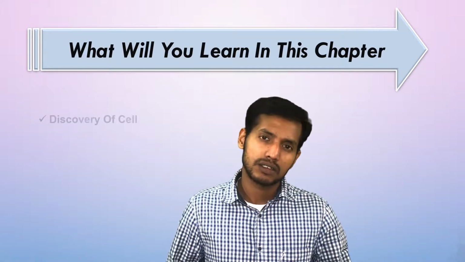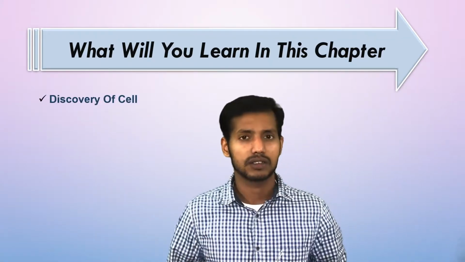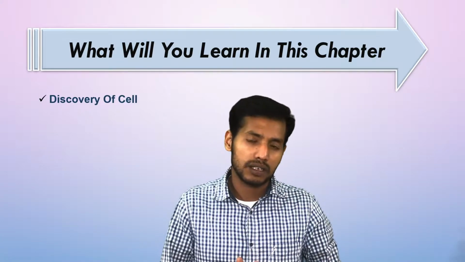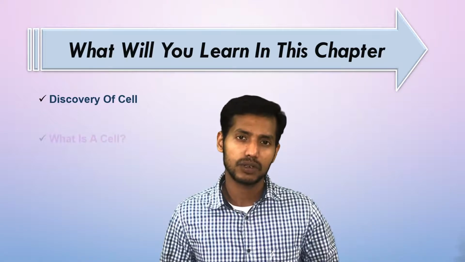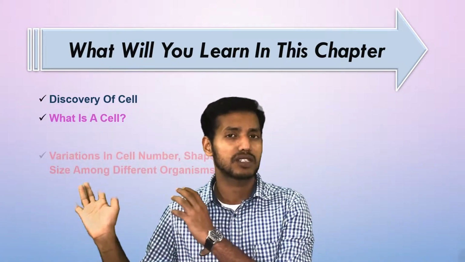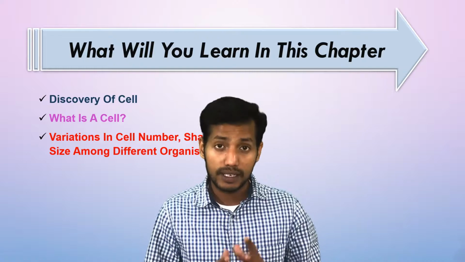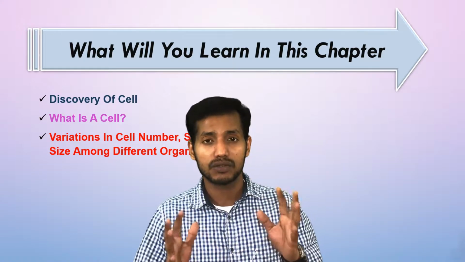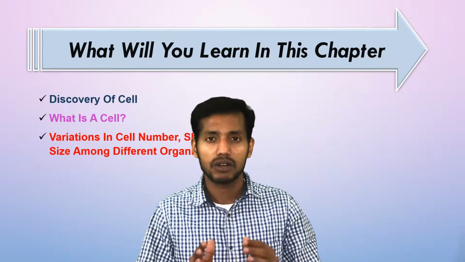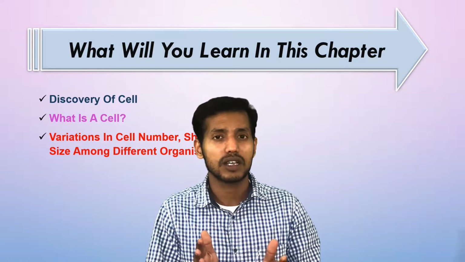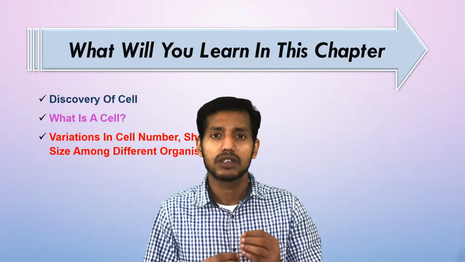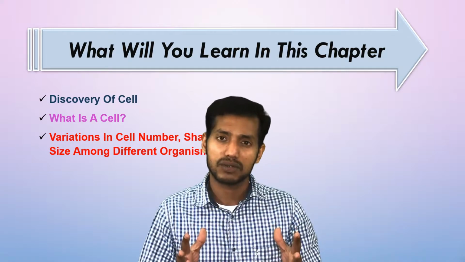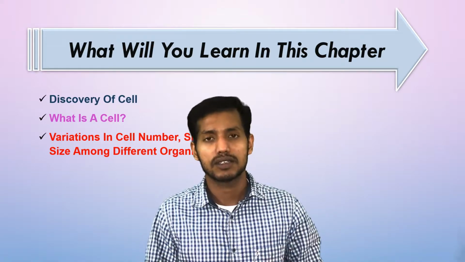First one is discovery of the cell, the historical part of the discovery of cell. And second one is what is a cell and variations in number of cells, shape and size of the cell among different organisms, because all the organisms are not in the same size, or all the organisms are not made up of same number of cells or same type of cells.